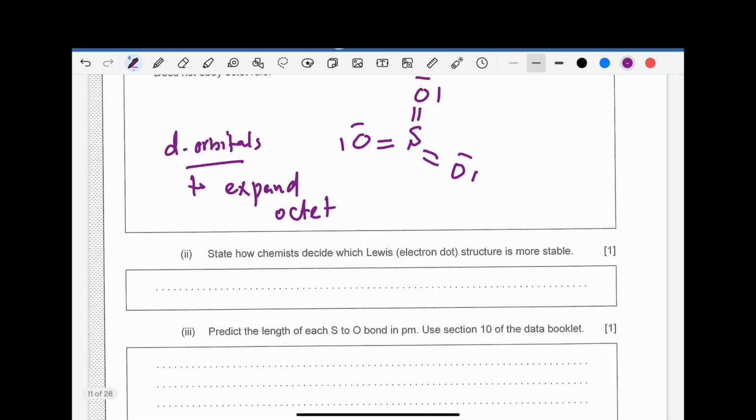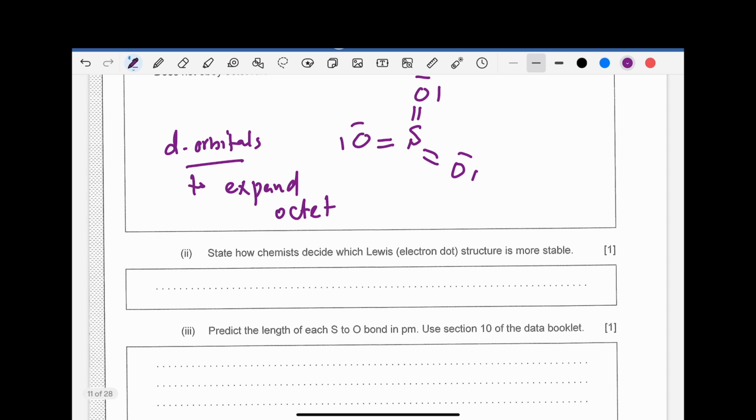State how chemists decide which Lewis structure is more stable. So chemists use formal charge to determine which structure is more stable. The structure with a formal charge closest to 0 will be the most stable structure. Formal charges closest to 0 on each atom will be the most stable on each atom.